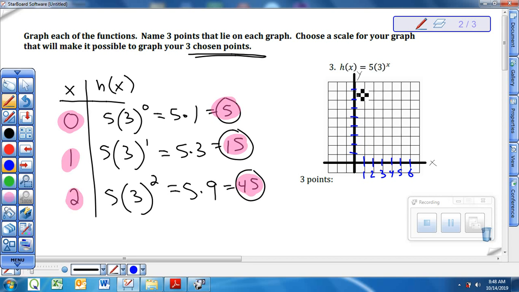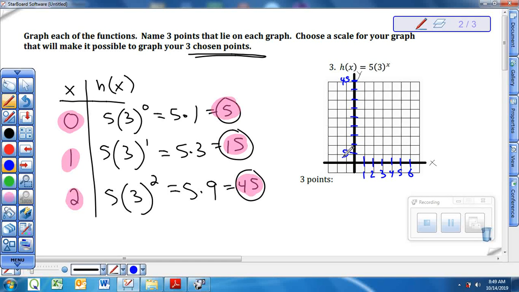The biggest y value I have right here is 45. So I have to be able to go at least up 45. If I go by 5s, 5, 10, 15, 20, 25, 30, 35, 40, 45 will put me at the very top up here. So I can go ahead and go by 5s. I've scaled it. My x-axis is going by 1s. My y-axis is going by 5s.